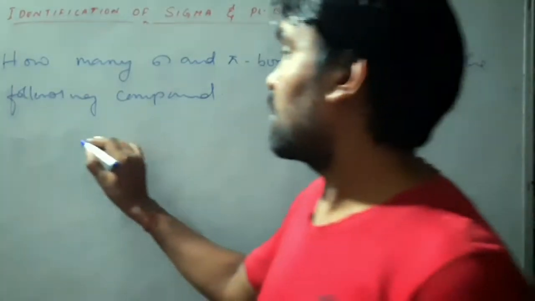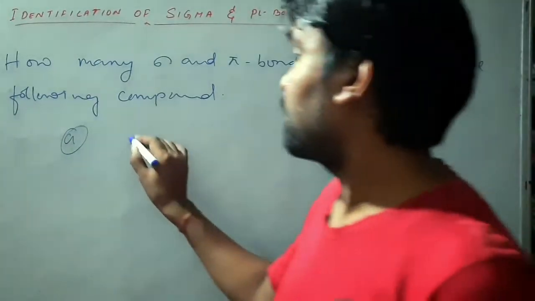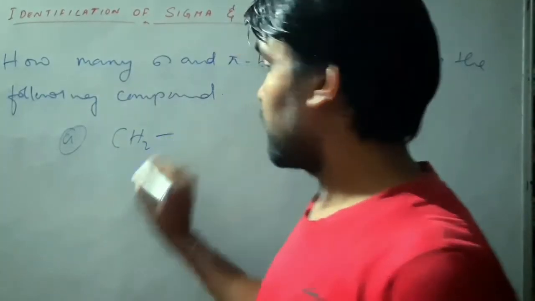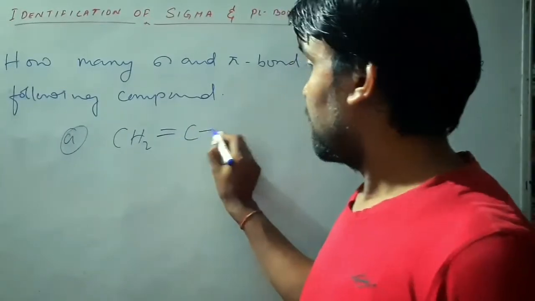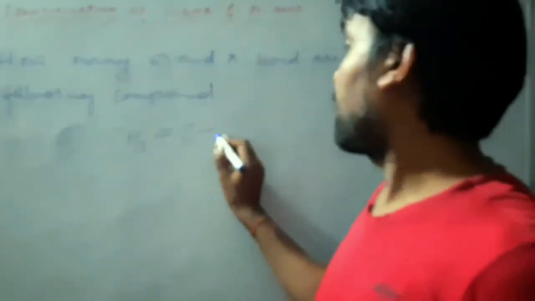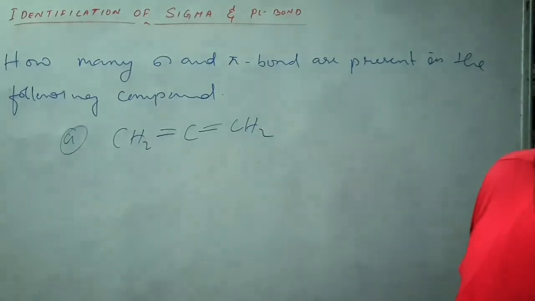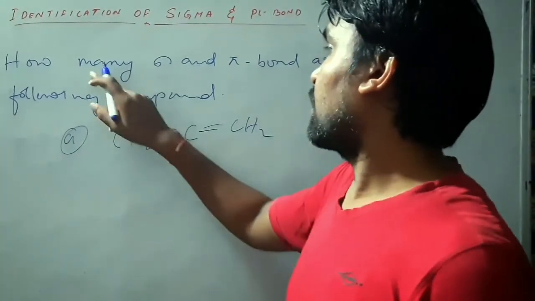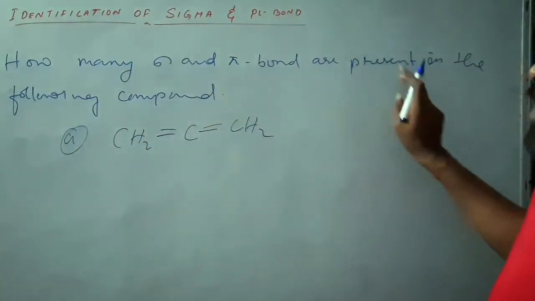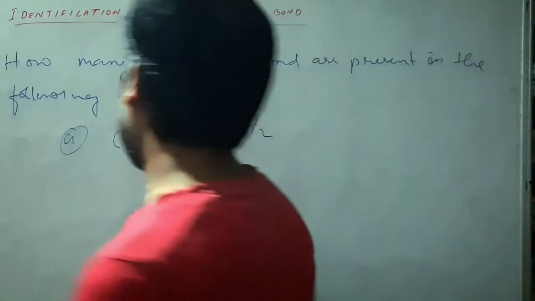In the first question, number A, it says CH2 double bond C double bond CH2. Got it, dear students? Okay, so here they are asking us to find out how many sigma and pi bonds are present in the following compounds. So it's very simple. Let us try to do it.